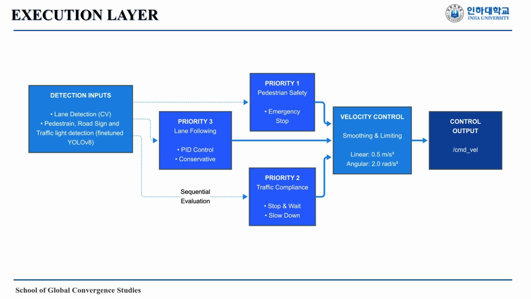The decision making happens here in the execution layer. It uses a strict priority system. Priority 1 is safety: emergency braking for pedestrians. Priority 2 is compliance: obeying the traffic lights and signs. Priority 3 is navigation: smooth lane following using PID control.